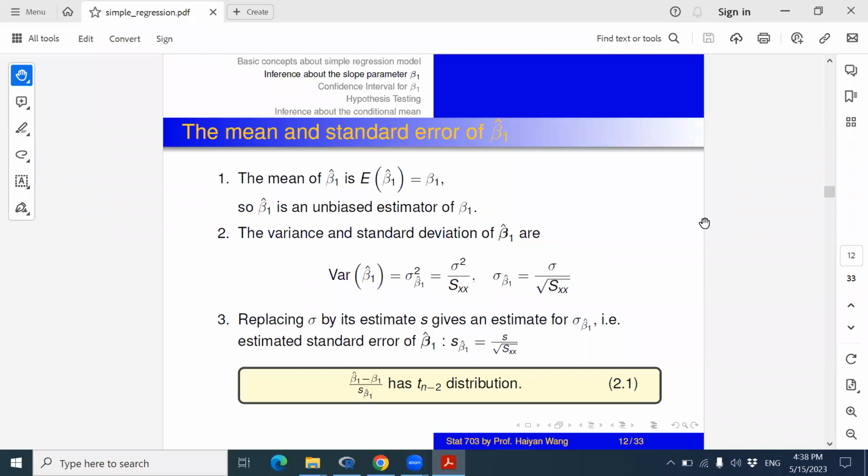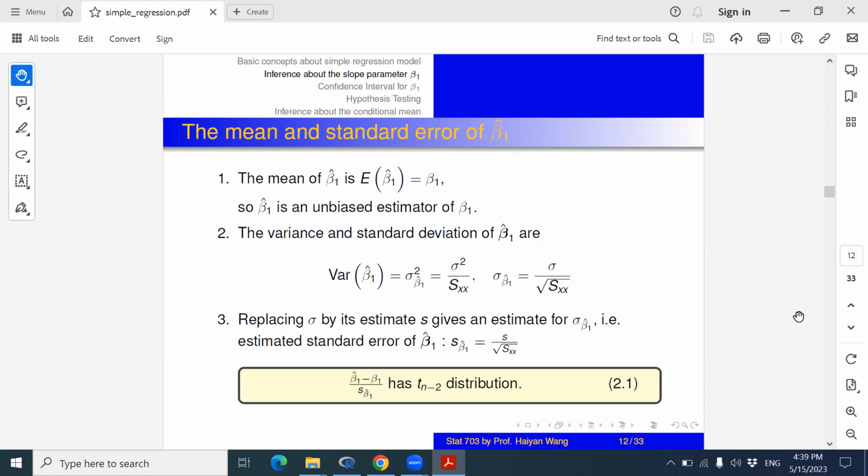In the second part of the regression lecture, we're going to do inference with respect to the slope parameter beta 1. We'll also consider testing whether beta 1 is 0 or not, and also consider prediction for the mean and the prediction for a future value. Let's start with the inference for the slope parameter beta 1.